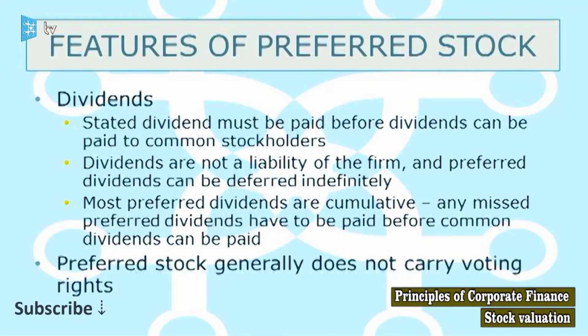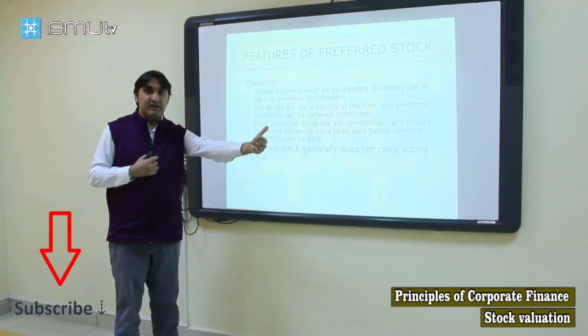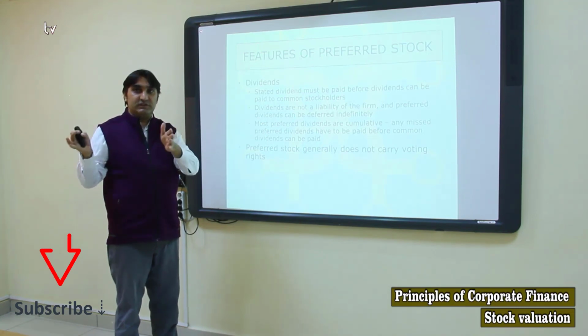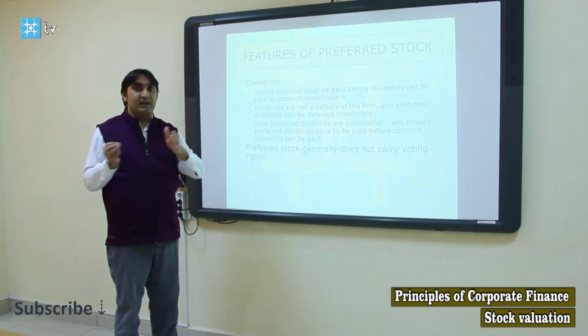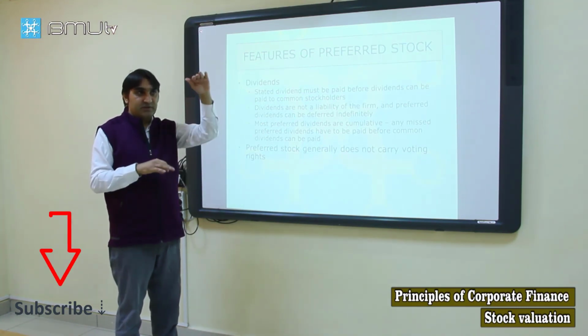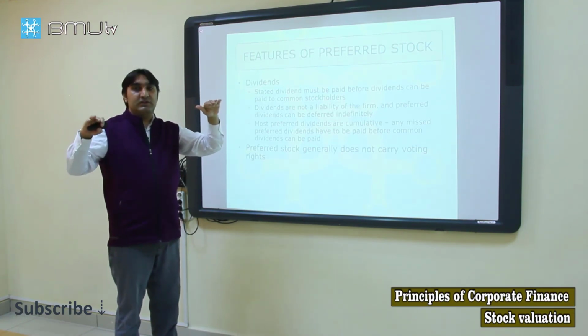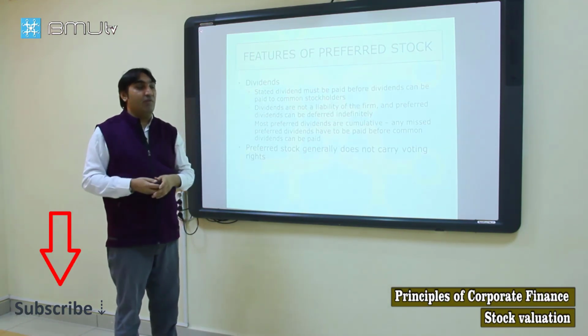Preferred stocks generally do not carry voting rights. If you have preferred stock in a company, that means that you have priority over common stockholders in dividends, but you don't have voting rights as common stockholders. You have one priority; on the other side it trades off, you don't have voting rights.